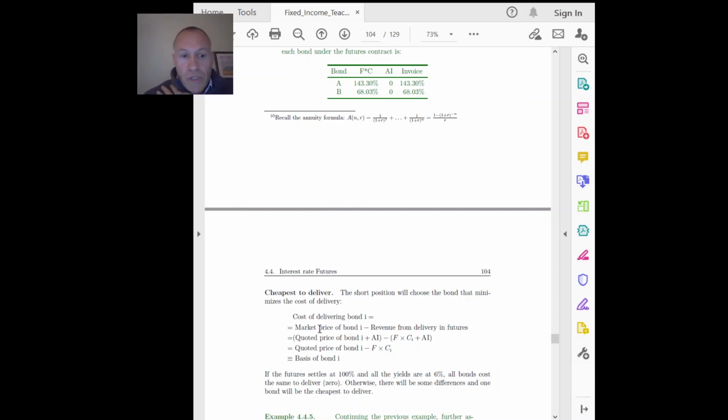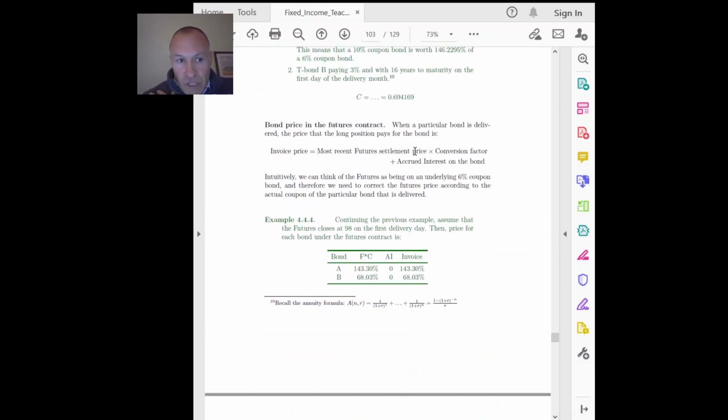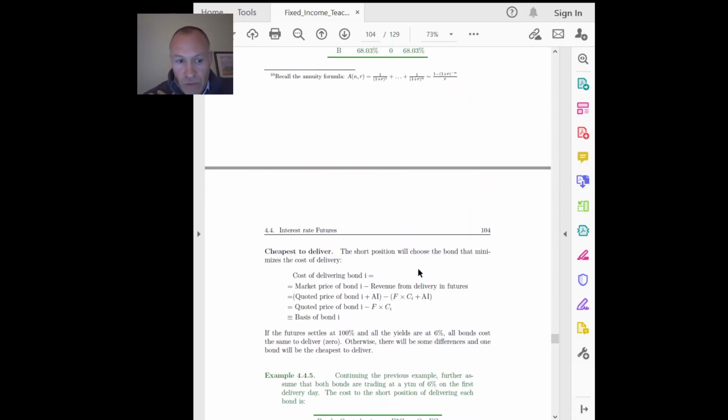Okay. What is the cost of buying the bond in the market? Well, it's just the invoice price in the market. So it's the quoted price in the market plus the accrued interest, right? And what is the revenue that we get from delivering in the futures? Well, it's just this expression that we just defined up here, which is how the futures work. So how much do I get from delivering? I get the futures quote times the conversion factor plus the accrued interest.